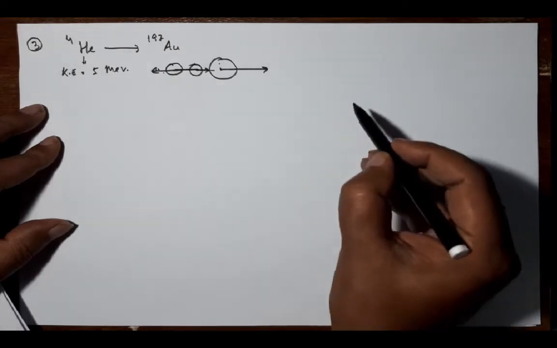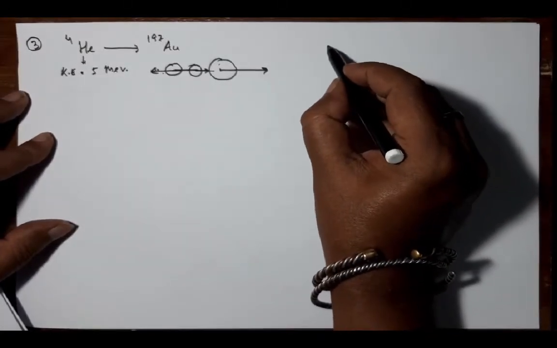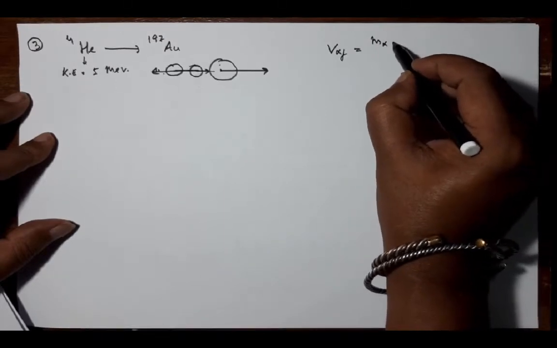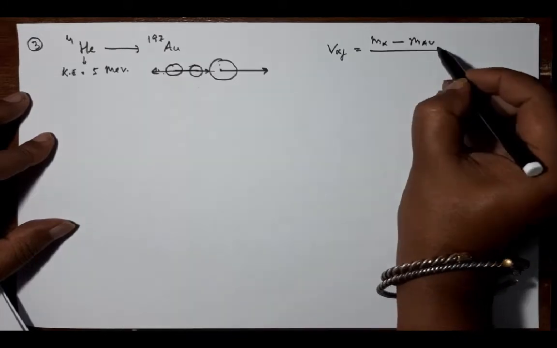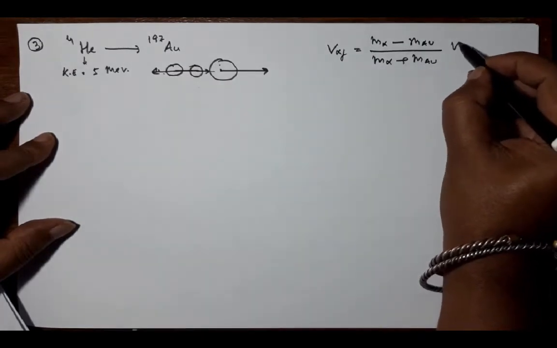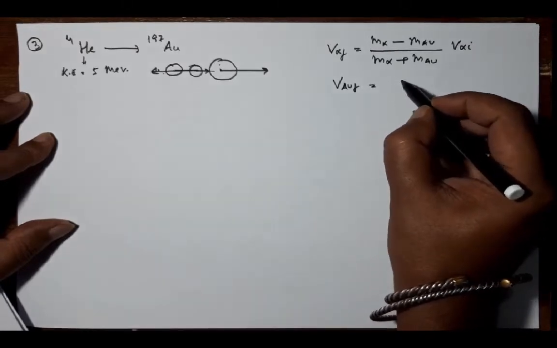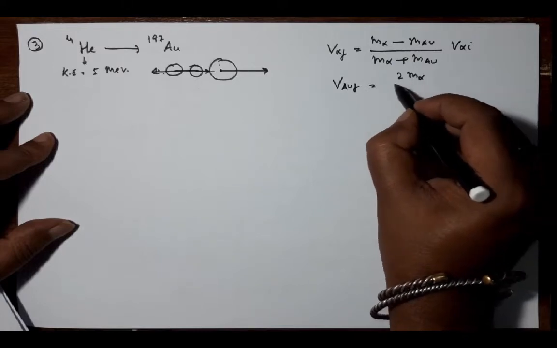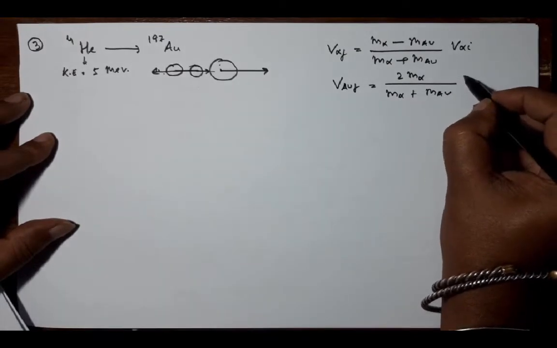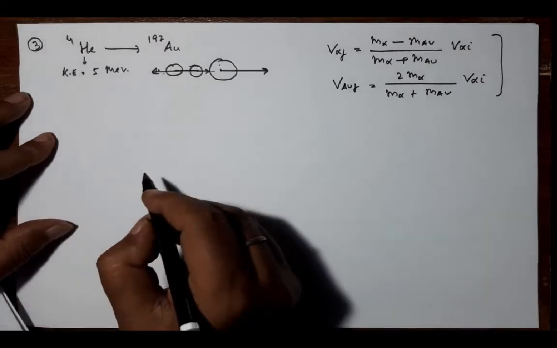We already know that as per our mechanics, V alpha final is nothing but (M alpha minus M AU) divided by (M alpha plus M AU) times V alpha I. And V AU final is nothing but 2M alpha divided by (M alpha plus M AU) times V alpha I. So this we have to remember for solving this question.